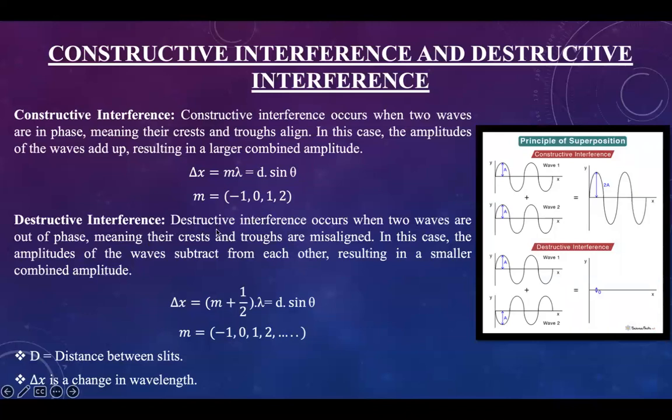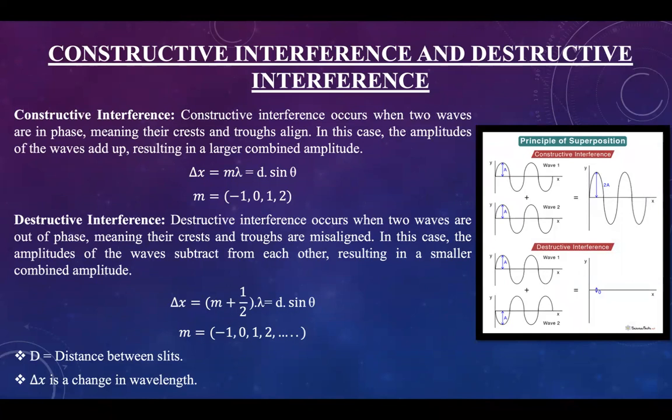Destructive interference. Destructive interference occurs when two waves are out of phase. Their crests and troughs are misaligned. In this case, the amplitudes of the waves subtract from each other, resulting in a smaller combined amplitude, as we can see here in the picture. And the result is a straight line.